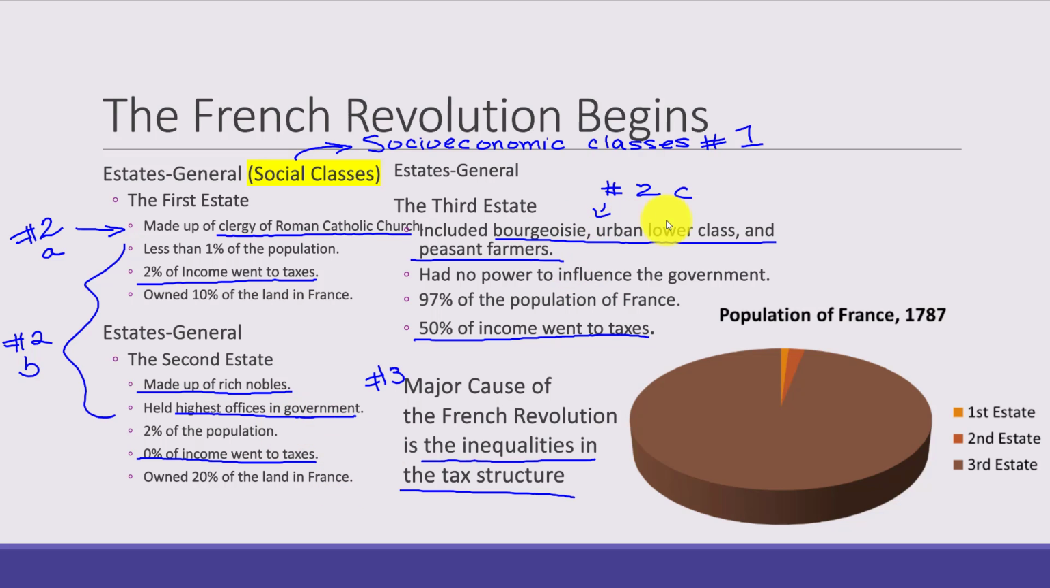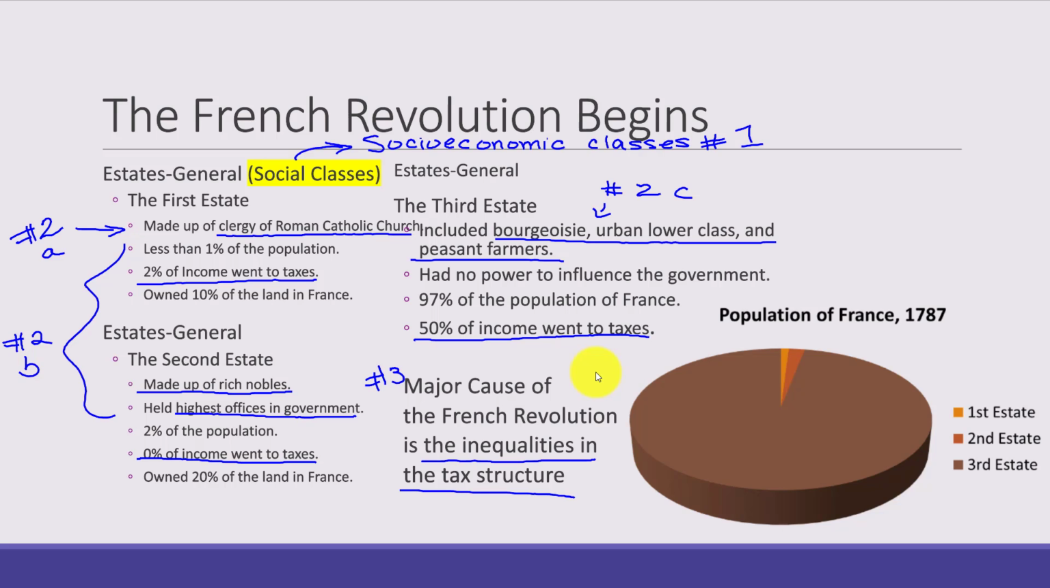And then here, the last estate was the third estate. The third estate was 97% of the population, as you see here in this pie chart, but 50% of their income went to taxes to help fund the government. 50%. So based on what you learn here about the first estate, the second estate, and the third estate, guess which estate is going to be the most angry in terms of the tax structure? And if you said the third estate, you're absolutely correct.